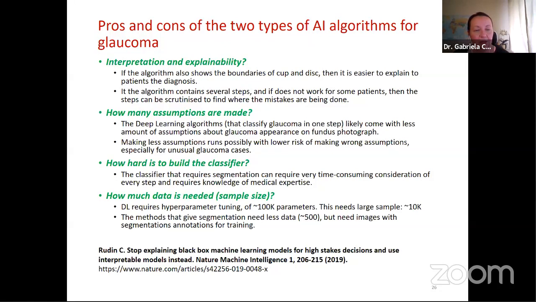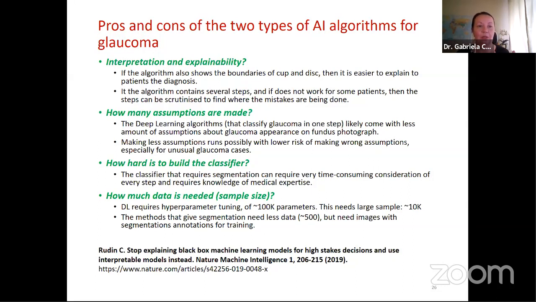The algorithm that I mentioned that we did in Liverpool contains several steps, six steps, and each of these steps comes with certain assumptions. And of course, there is more space to make an error. So we need to be very careful how we do all these six steps. But then, at the end, we can have an algorithm that requires a smaller number of patients, and also provides interpretation and explainability.